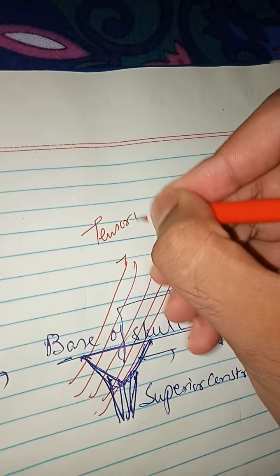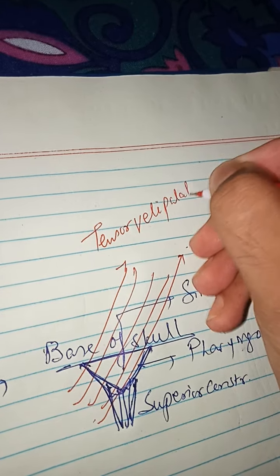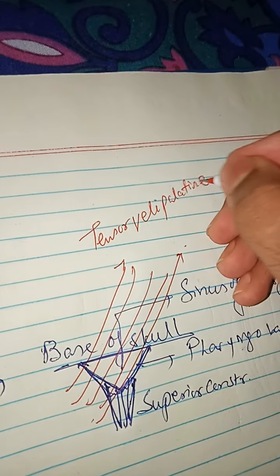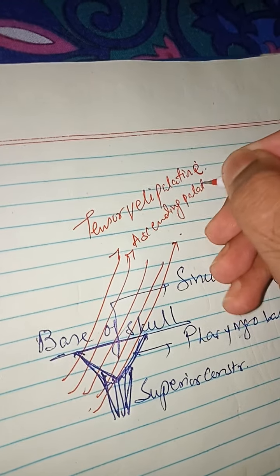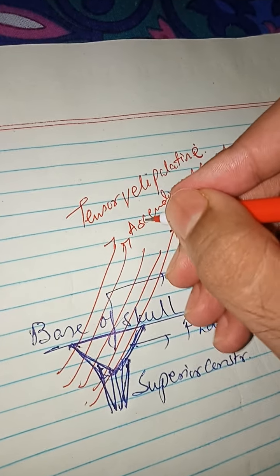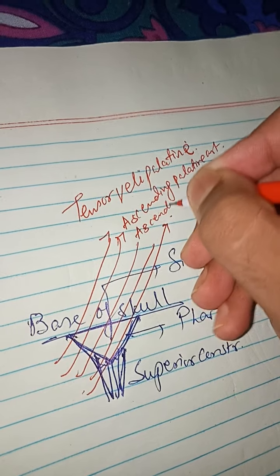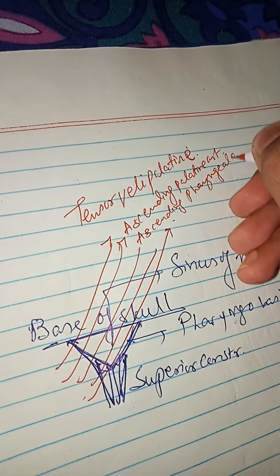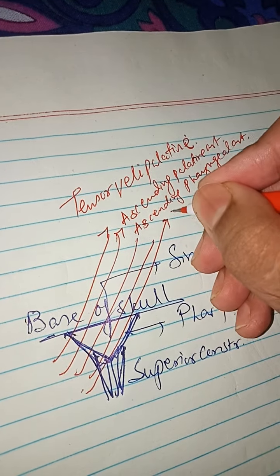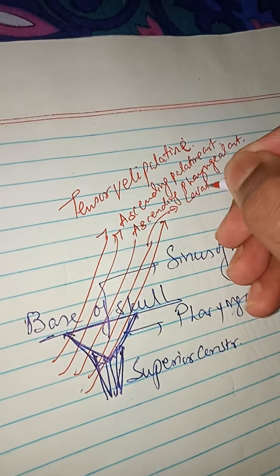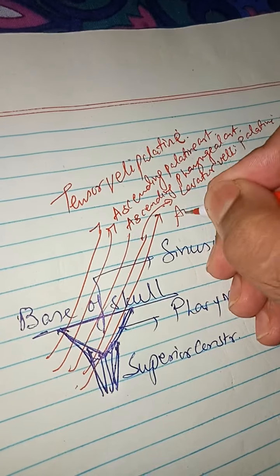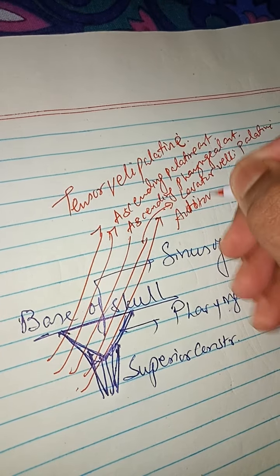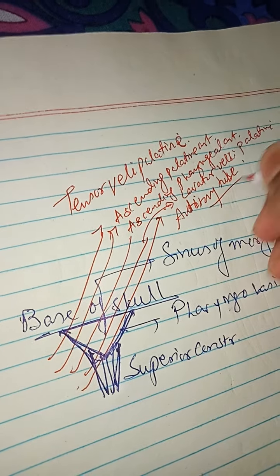Number one is the tensor veli palatini muscle, which tenses the palate. Then the ascending palatine artery, the ascending pharyngeal artery, the palatine branch, the levator veli palatini, and the auditory tube, that is the pharyngeal part of the eustachian tube.